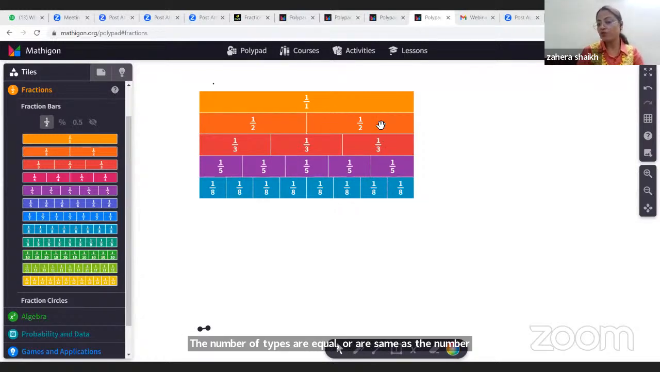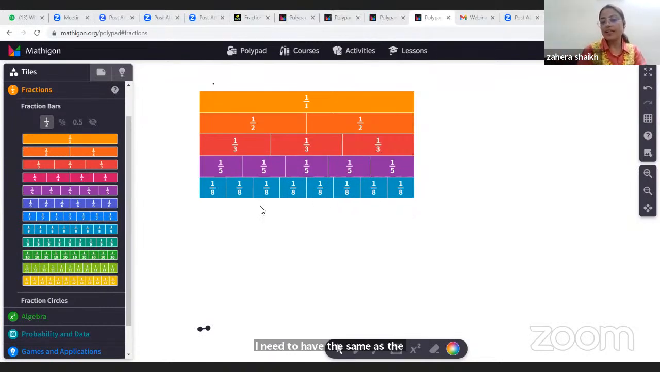See, if we have 2 parts, we need 2 tiles to make it a whole. If I have 3 parts, I need 3 tiles to make it a whole. If I have 8 parts in a whole, I need 8 tiles to make it a whole, right? So this pattern, they can understand: the number of tiles I need is the same as the number of parts I made out of that whole, right? So they understood, okay?